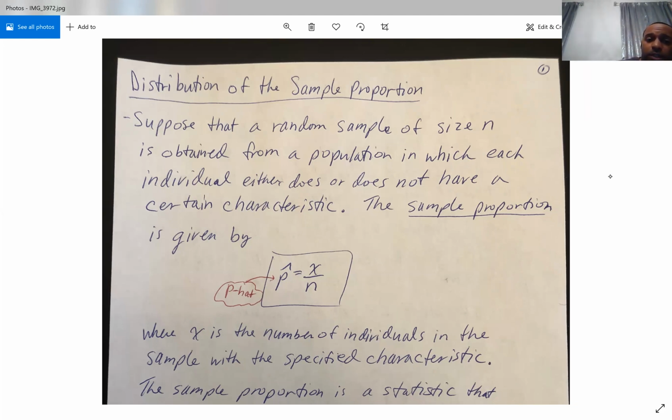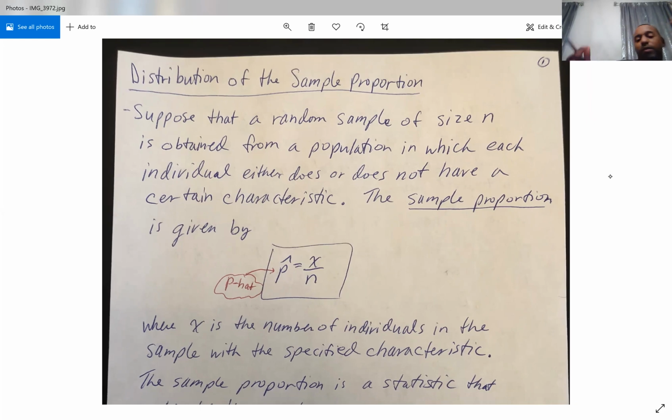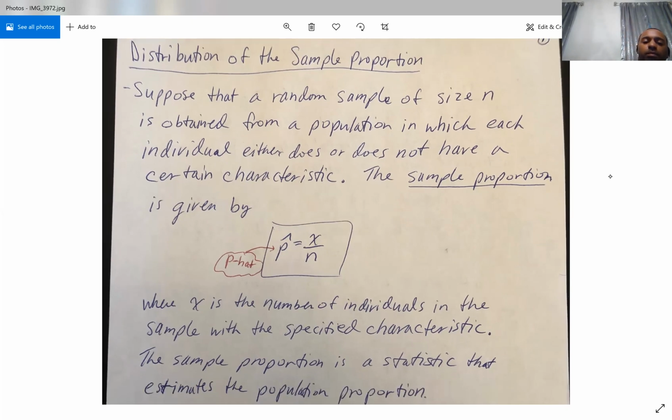The sample proportion is given by what we call p hat. When you have that little triangle-like part over top of your variable, that is the variable hat. So this is p hat. You would take x and place it over n. X is the number of individuals in the sample with the specified characteristic, and the sample proportion is the statistic that will estimate the population proportion.